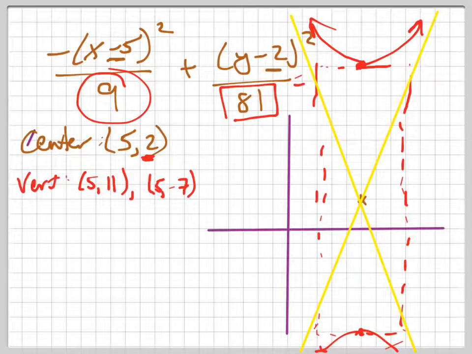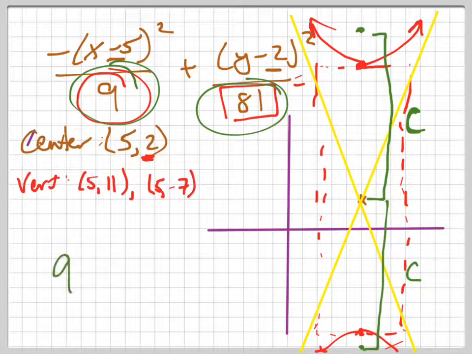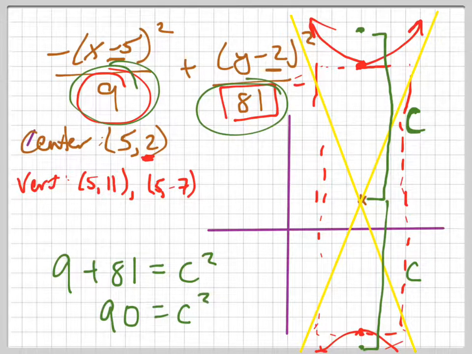Now the last thing we have to find is the focus, so I'm going to use green for that. The focus, remember, there's some point somewhere up here and somewhere down here called the foci, where this distance is c up and down, and that distance c is related to these two things. 9 plus 81 equals c squared. Pythagorean relationship there. So c equals plus or minus the square root of 90, which simplifies to 3 square roots of 10.